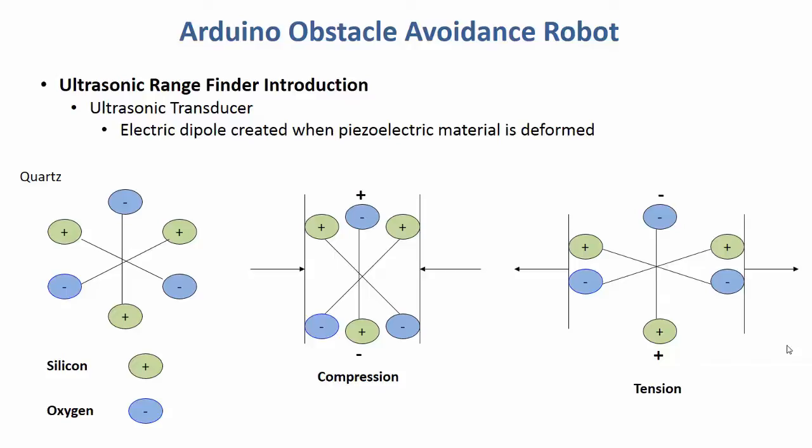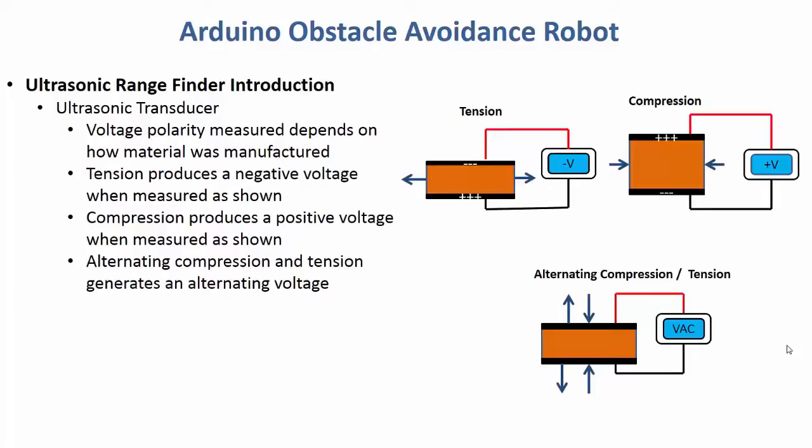So the top of the material has a net negative charge, and the bottom of the material has a net positive charge. So the voltage polarity measured is going to be dependent on how the material was manufactured. In the figures to the right, tension is going to produce a negative voltage when measured as shown, and compression will produce a positive voltage when measured as shown. Now if you alternate compression and tension, you're going to generate an alternating voltage.